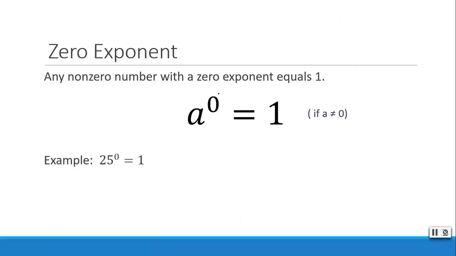Now, anything being raised to the 0 power is going to equal 1. That's regardless of whether it's a number or whether it's a variable. So 25 to the 0 power is equal to 1. Even if you had like x to the 0 power, that's also going to be equal to 1.